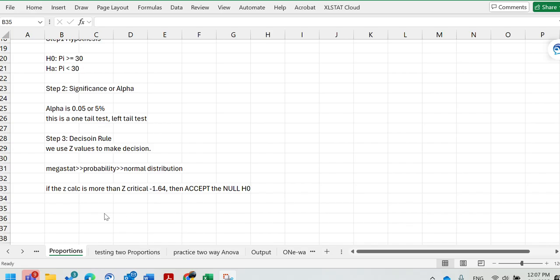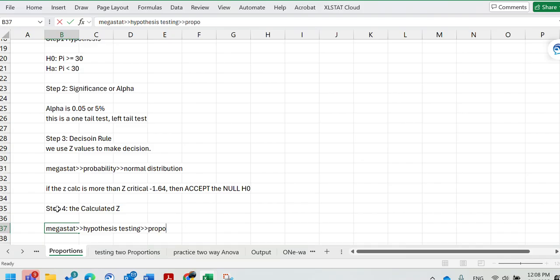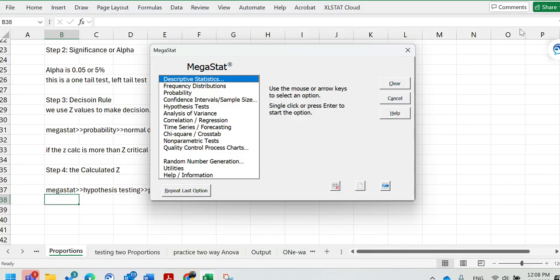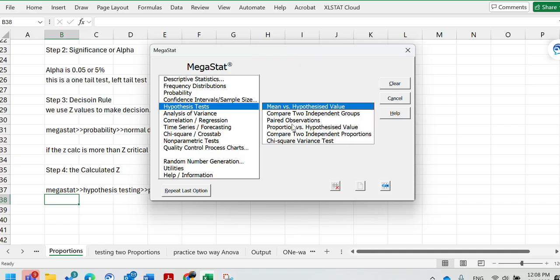Step 4 is the calculated Z. How do we get the calculated Z? Again, we will use MegaStat. Go to MegaStat, hypothesis testing, proportions. If you go to proportions, you will get this test answer. So where is it? Data, MegaStat, hypothesis, proportions.